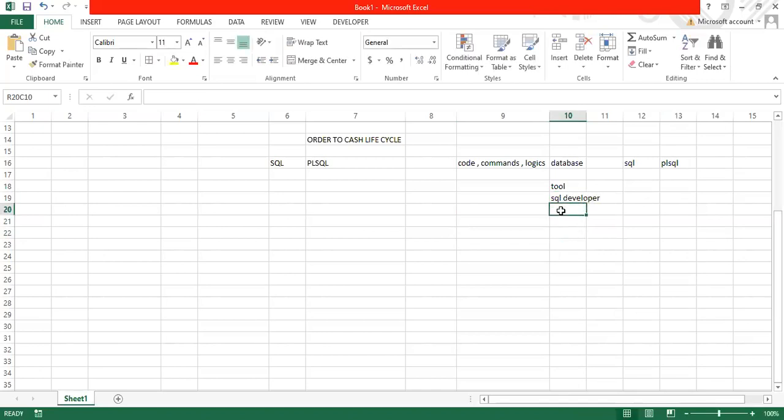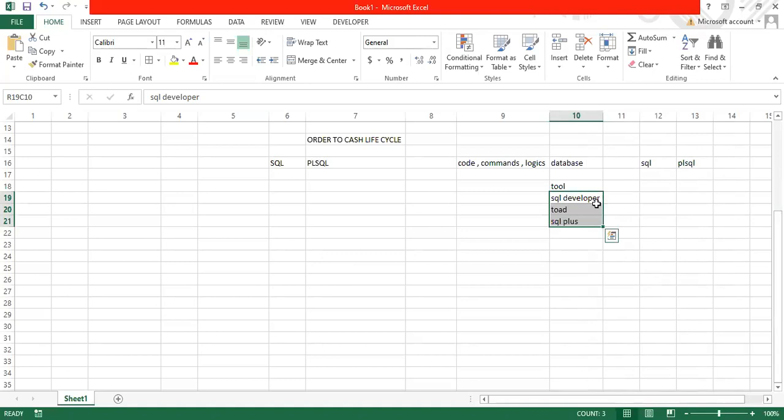and Toad, and you can write in SQL Plus as well. These are a couple of the prominent tools which got much more exposure among developers. They are developer friendly tools, and the most widely used. So far I have used these two tools in organizations. This one I have used for practice.